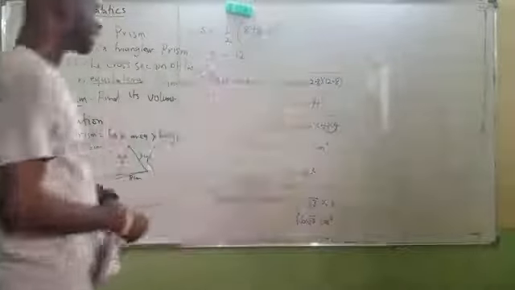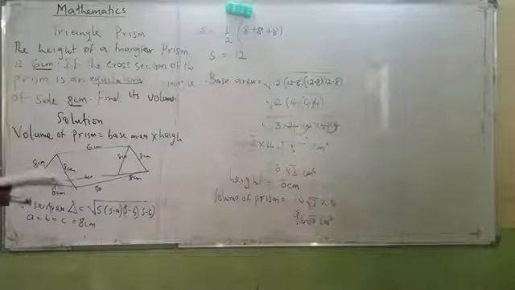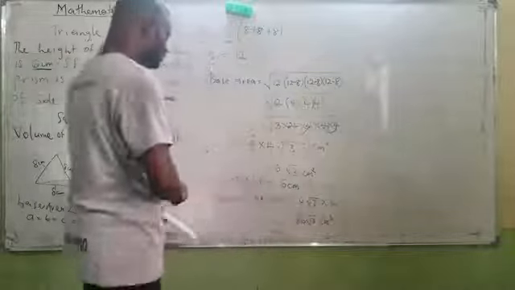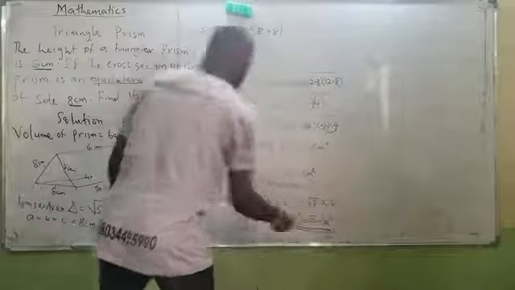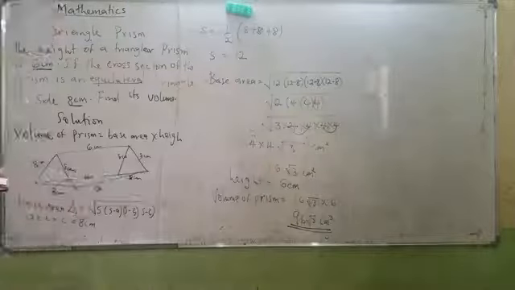Please help me to manage my marker. The marker is fainting somehow. Now, that is what we are to get. That is my volume. It means my volume equals this.